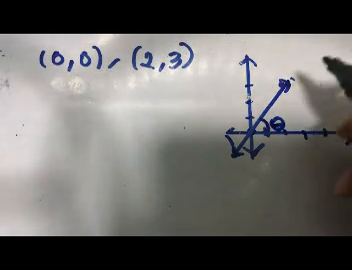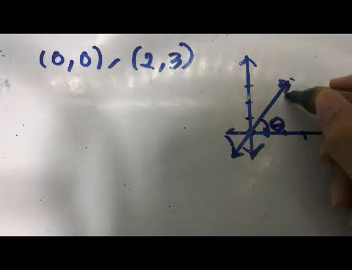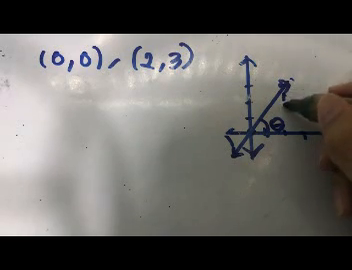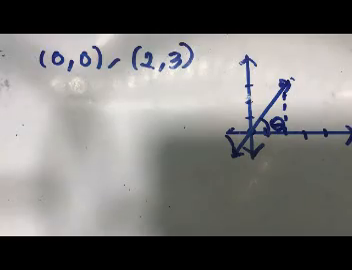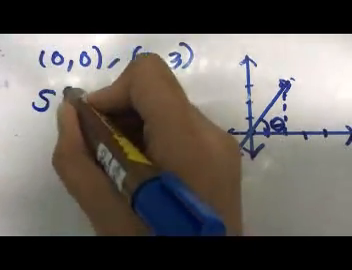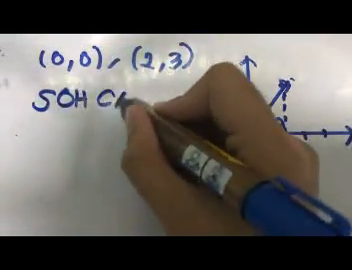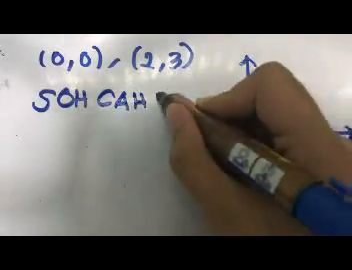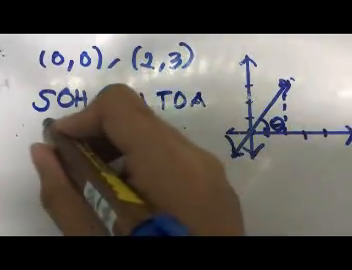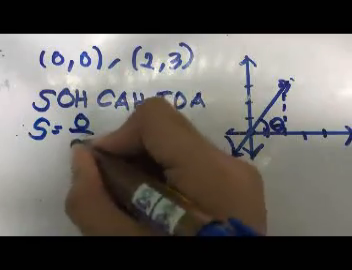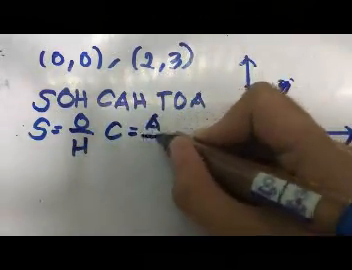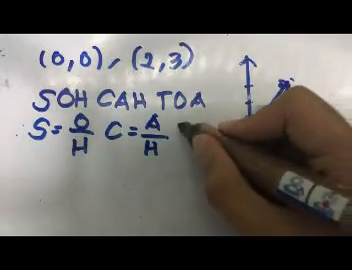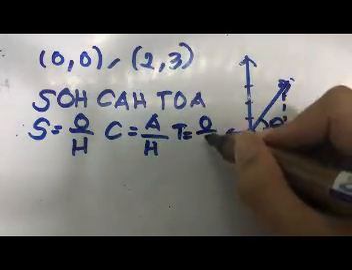So this, as we can see, we can make into a triangle. So let's construct a line right here. So now it's a triangle. So we know that in trigonometry, there's this thing called SOHCAHTOA, wherein sin equals opposite over hypotenuse, cos equals adjacent over hypotenuse, and tan equals opposite over adjacent.